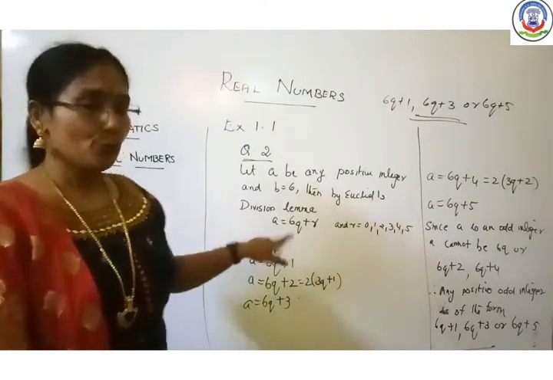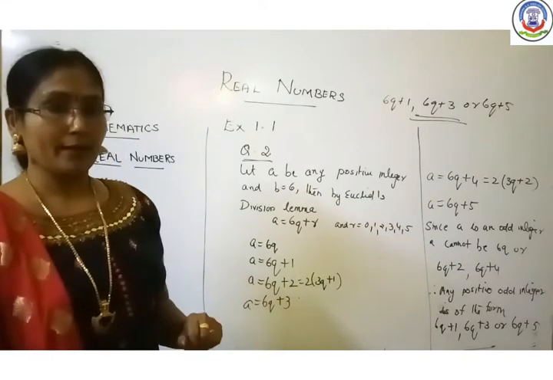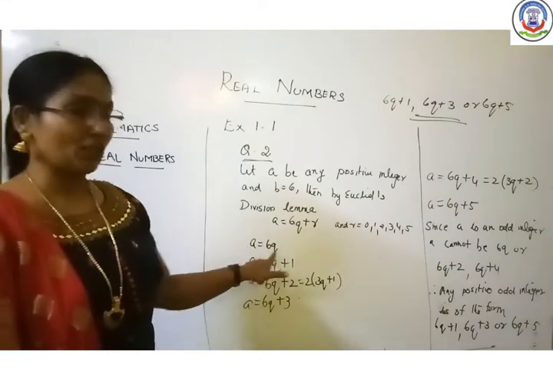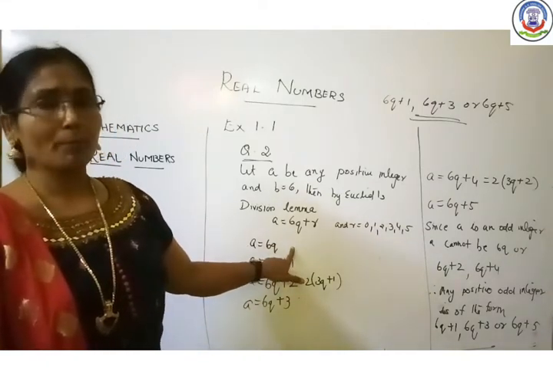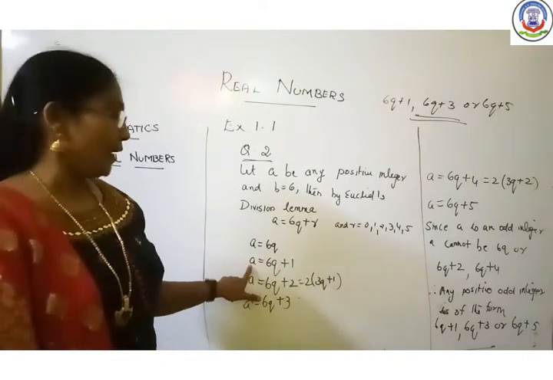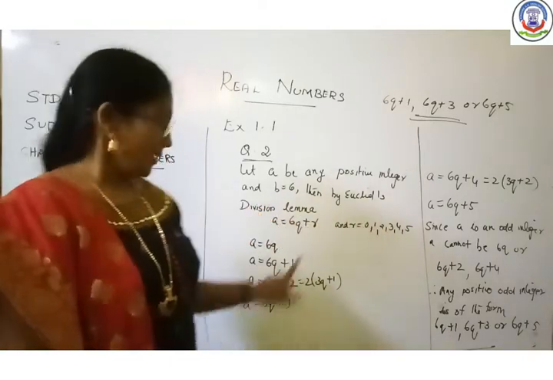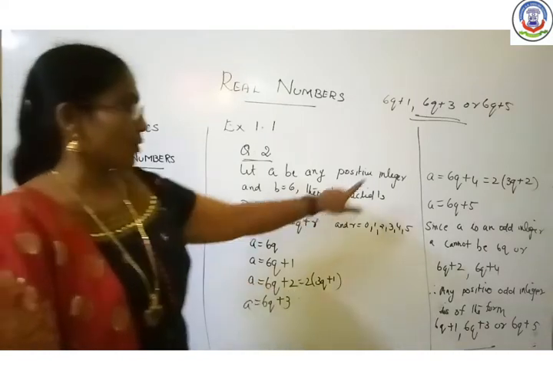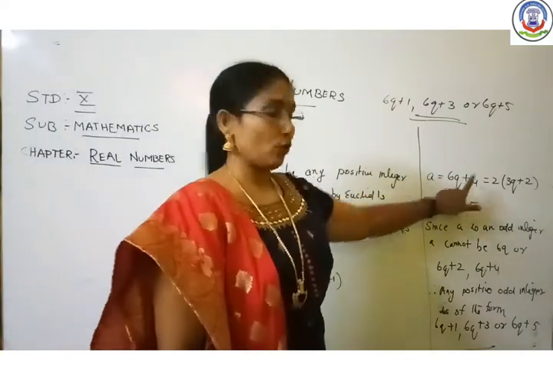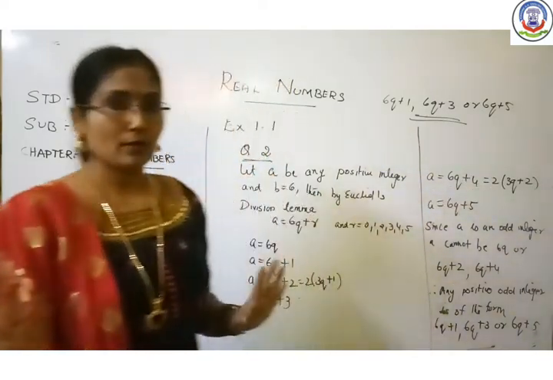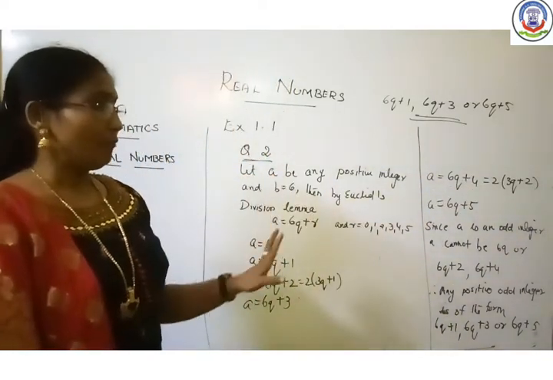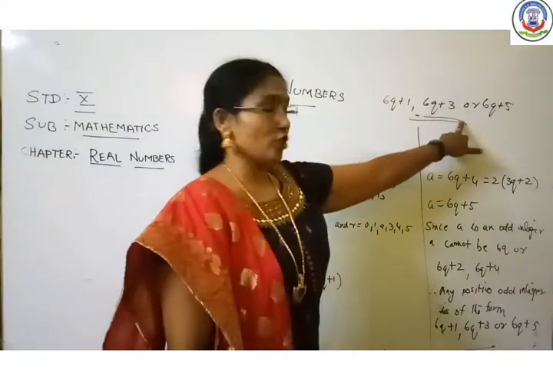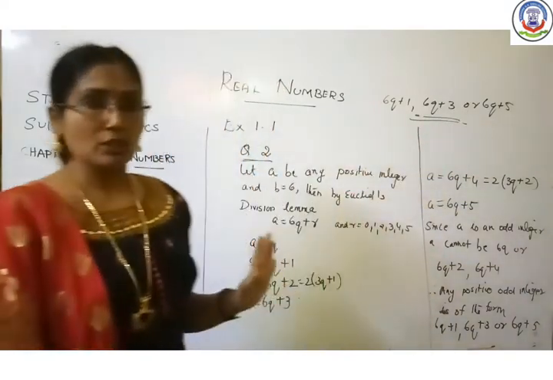Now apply these values of R. So you are going to get so many values for A. Which are they? A is equal to 6q plus 0, that means 6q. And A is equal to 6q plus 1. A is equal to 6q plus 2. A is equal to 6q plus 3. A is equal to 6q plus 4. A is equal to 6q plus 5. Clear for you now?